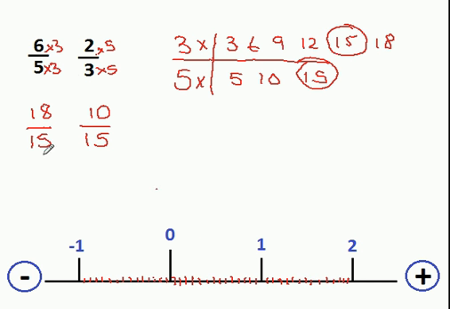Now the first one we're going to put on the number line, 18/15. It's positive. So we're going to head from 0 towards the plus 18 steps. 1, 2, 3, 4, 5, 6, 7, 8, 9, 10, 11, 12, 13, 14, 15, 16, 17. 18 is there, so that's 18/15. And the other one is heading towards the plus again, 10/15. 1, 2, 3, 4, 5, 6, 7, 8, 9, 10. 10/15.